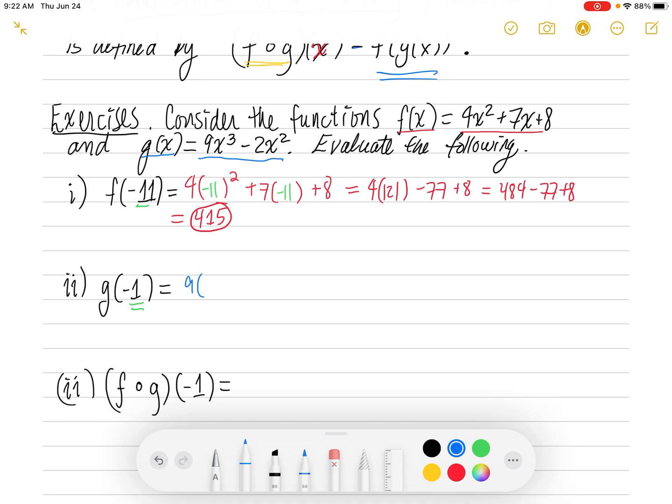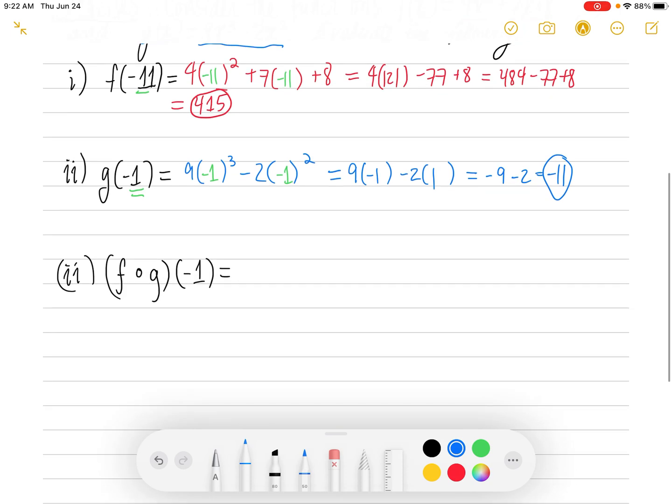All right, what else do we want to do here? Okay, we want to do g at negative 1. So I'm going to use the blue function g. I'm going to do 9 times a blank cubed minus 2 times a blank squared. We're plugging in negative 1. So remember, order of operations says exponents come first, so I'm going to do the negative 1 cubed first. I'm going to do 9 times, what's negative 1 cubed? It's negative 1. And we're going to do minus 2 times, what's negative 1 squared? It's 1. So now I have 9 times negative 1 is negative 9, and then negative 2 times 1 is negative 2, so I get negative 11.